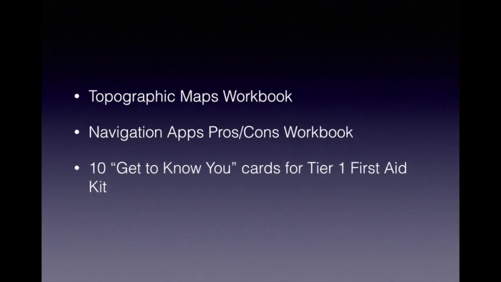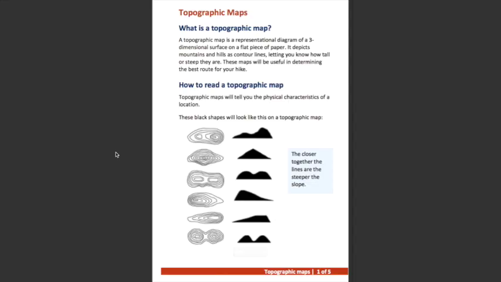So in this video, I will go over the Topographic Maps workbook, the Navigation Apps Pros and Cons workbook, and then finally the 10 Get to Know You cards for the Tier 1 First Aid Kit that I created. I would like to begin this presentation by looking at the Topographic Maps document. I want to look at this document because this is the workbook I used for my usability testing.